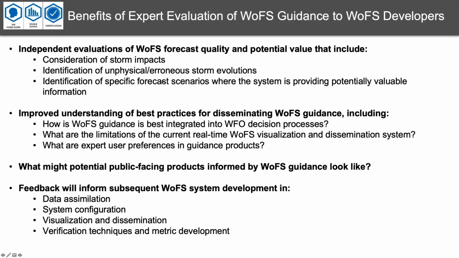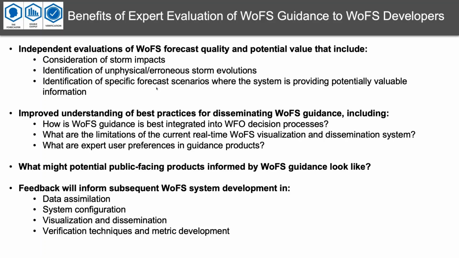And then finally, the feedback, this gets back to that first figure I showed at the beginning of this presentation. It helps inform scientists areas that need to be improved. And so that gets back to the data assimilation, the way in which the system's configured, how we visualize and disseminate it, and then the verification techniques and different metric developments. It's a feedback loop between research and operations, and then back from operations to research. And that's something that we really try to practice.